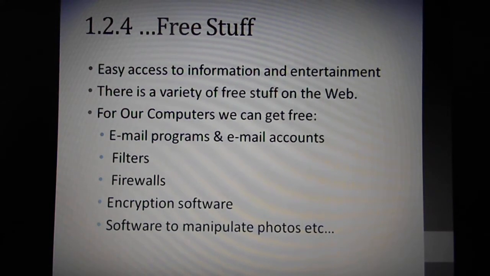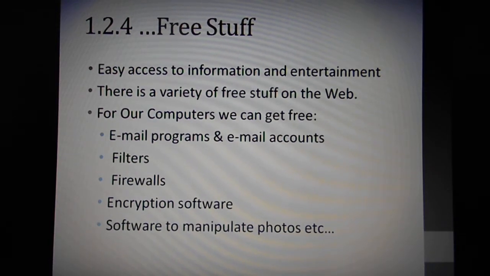With the invention of both the Internet and computers, we have much more convenient access to free stuff than we did before. For example, just for our computers alone, we have access to free email programs and accounts, filters, firewalls, encryption software, software to manipulate photos, software for viewing documents and videos, anti-spam software, antivirus software, and much more.